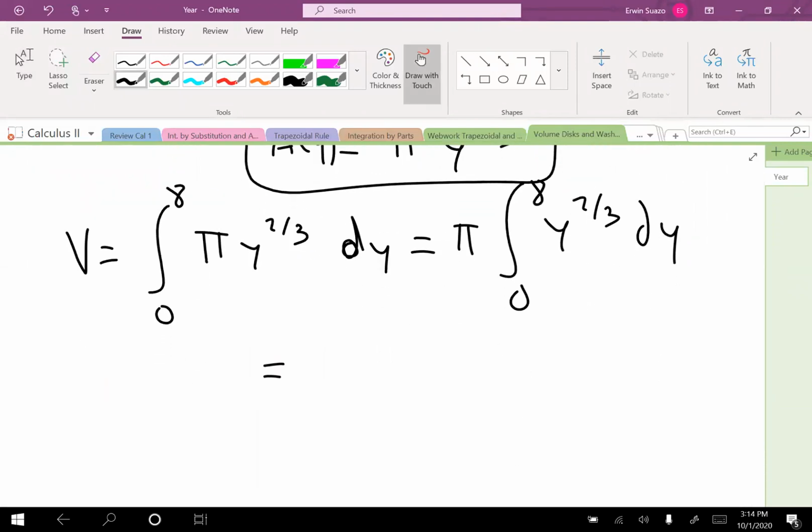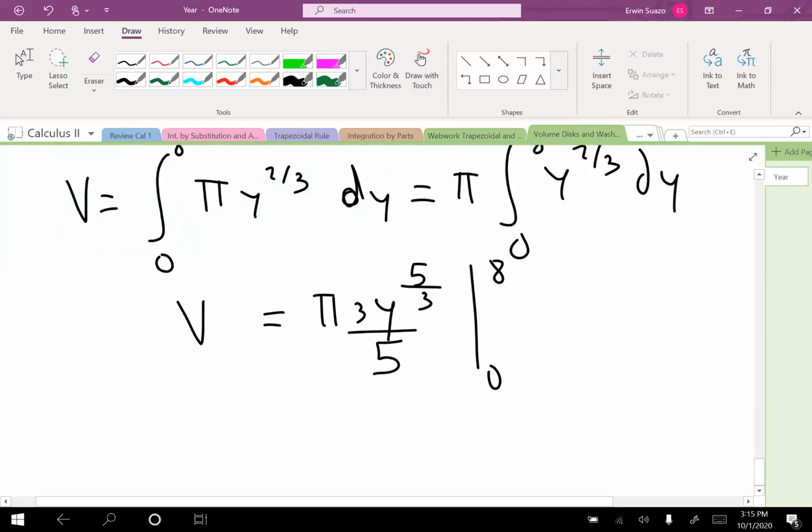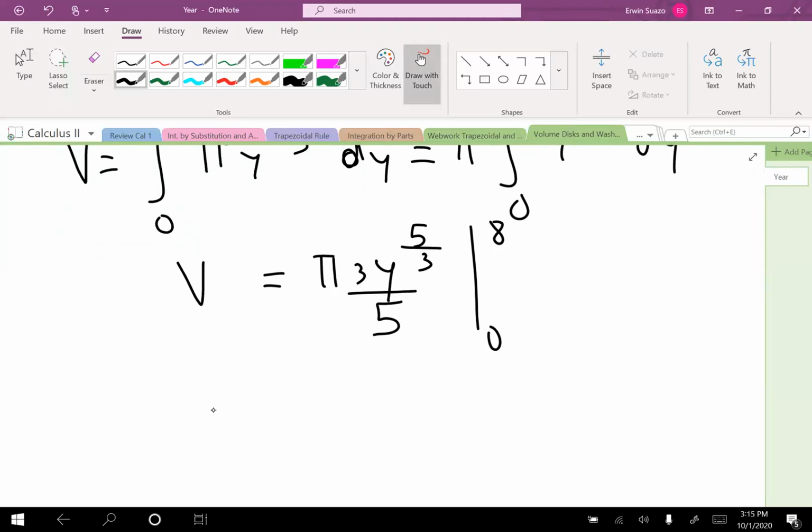And then you get pi. So y^(2/3) plus 1. So we integrate this, right? So this is y^(2/3) plus 1, which is y^(5/3), right? Times 3/5. And you integrate between 0 and 8. So when you plug in, you get the volume.